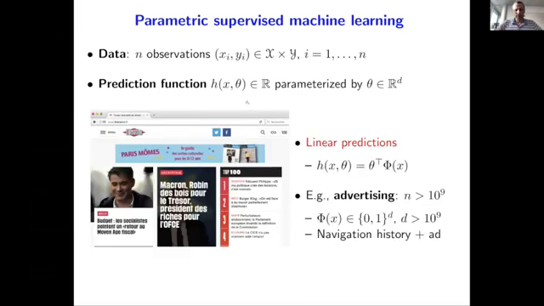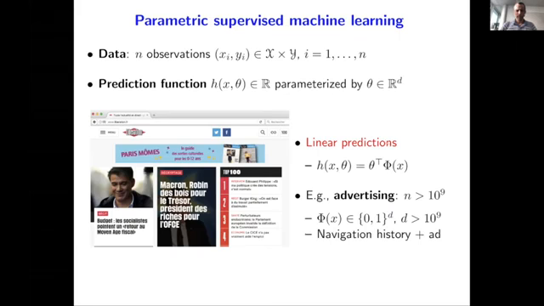We have two types of models that people care about in machine learning. You have linear models, where you have a linear function of the parameter theta. It could be nonlinear in the input x through some feature map phi of x. This works well for many instances, for example for advertising, where phi of x is very large.